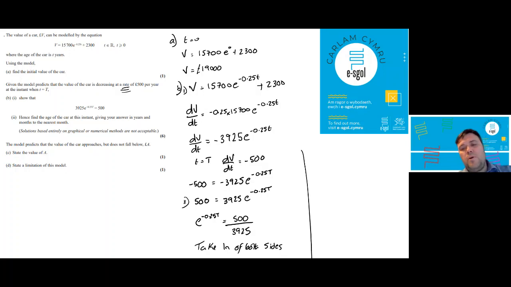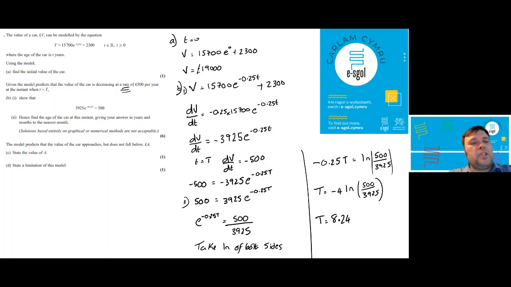So that we would have minus 0.25t equal to ln of 500 over 3925. And again, this is the same as minus a quarter, so t equals minus 4 ln of 500 over 3925. So t is equal to 8.24.